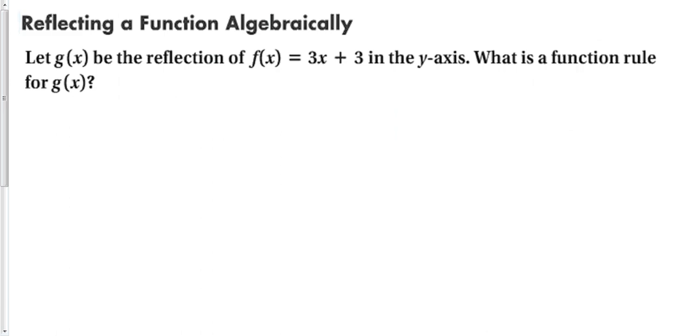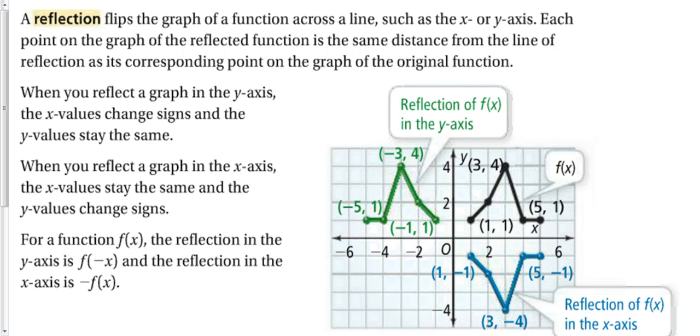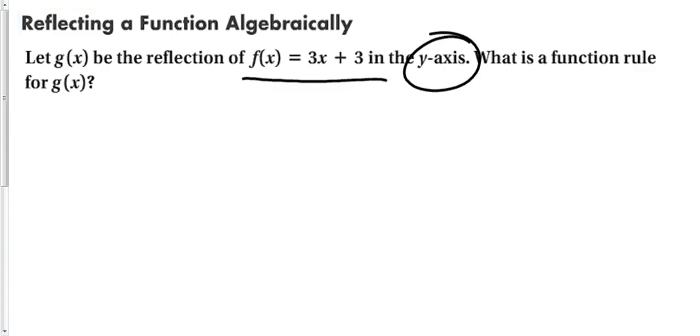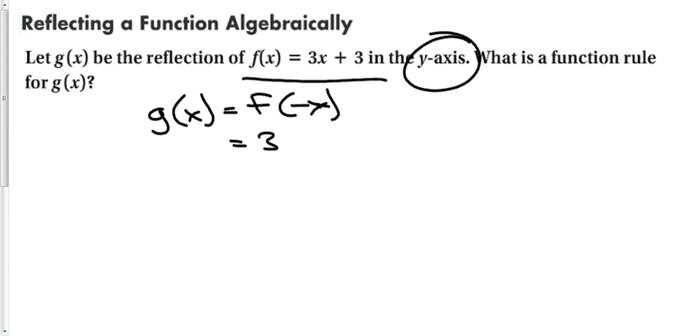So let's look at this problem. We want to reflect it. Let g of x be the reflection of f of x equals 3x plus 3 in the y-axis. Because I'm going to reflect it in the y-axis, I am going to input negative x into the function. So g of x is going to be f of negative x. That's how I reflect something in the y-axis. So let's plug in f of negative x. Everywhere there is an x, I plug in a negative x.